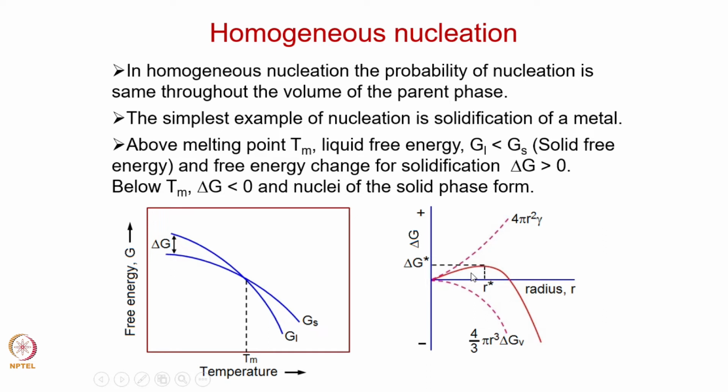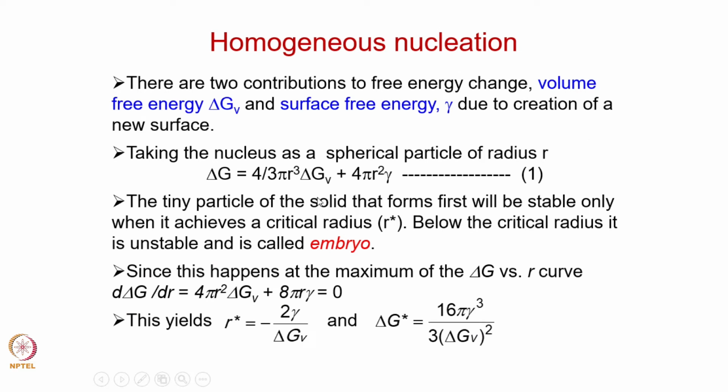If it is below this critical size r star, then it will be an embryo, and for it to grow as a nucleus and develop into the solid, it has to reach this critical size. Then only will it be called a nucleus. Okay. So if you now take up these contributions, this is what you would get. Right? As I said, it has two contributions, the volume free energy and the surface energy, right?